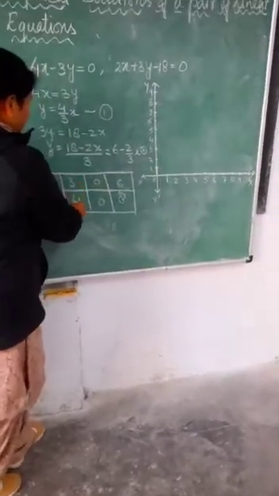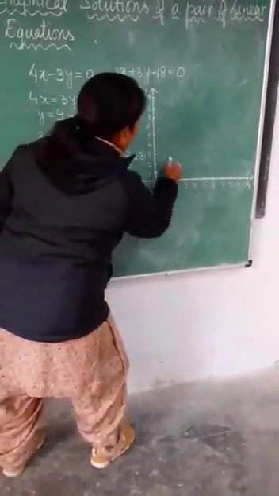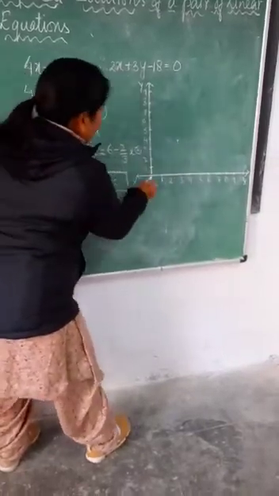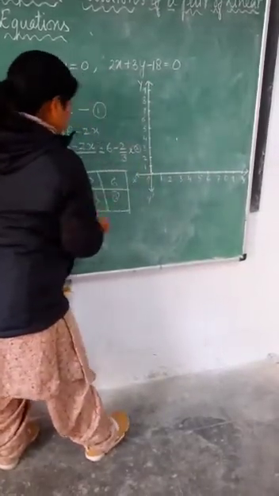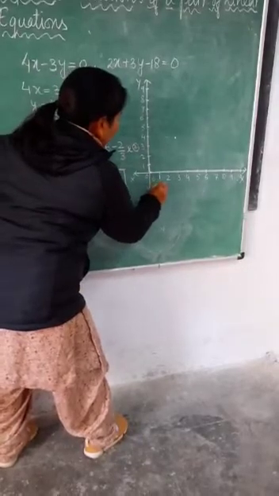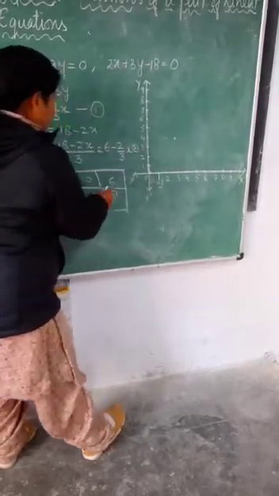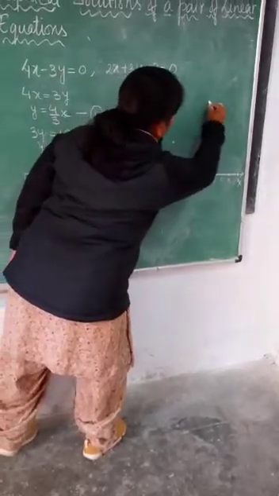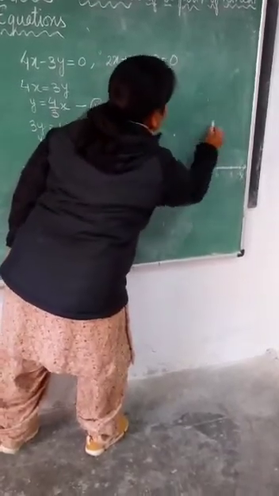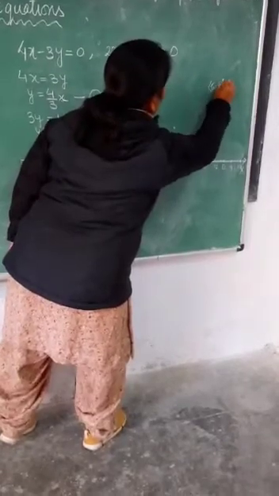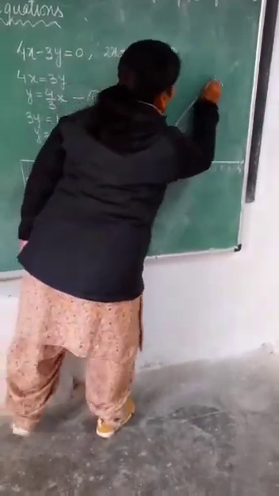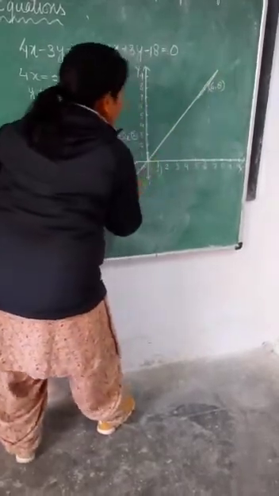X is 3, y is 4. X is 3 over here, y 4 is here. And next is 0, 0. The 0, 0 point will be here, the origin, where the values of x and y are both 0. Next is 6 and 8. X is 6, y is 8. So this point will be here. The 6 and 8 point will be here. We can join all these points and get a straight line like this.